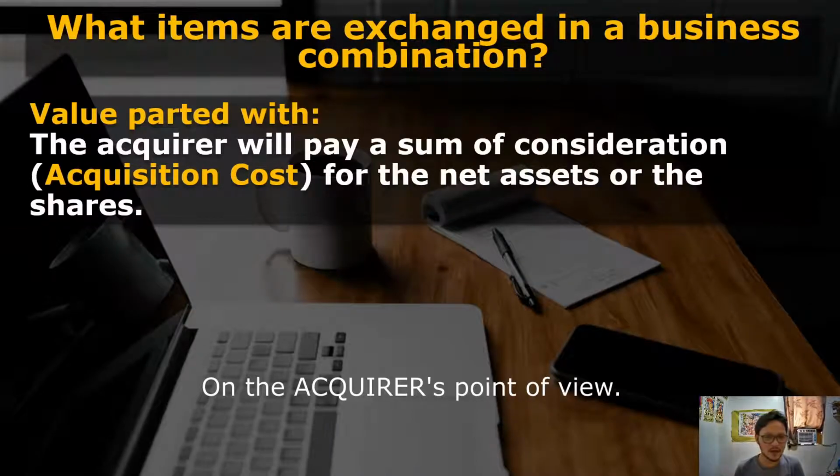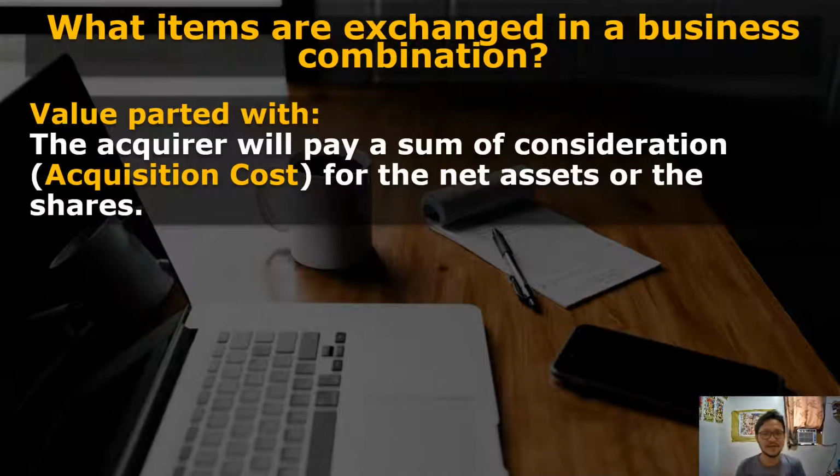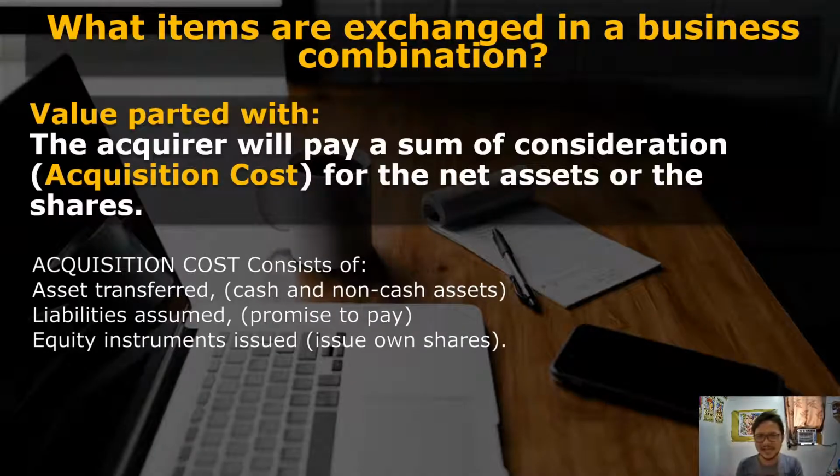And normally, the acquirer will pay a sum of consideration, which will be known as acquisition cost, for the net assets or the ordinary shares na i-acquire natin. So, of course, babayaran mo yan either cash, non-cash assets, a promise to pay, or a liability, or you can issue shares of your own. So, yun. Business combination will always have an acquisition cost. And ito po ang acquisition cost po is ano ang ibinayad mo in order to acquire the net assets.